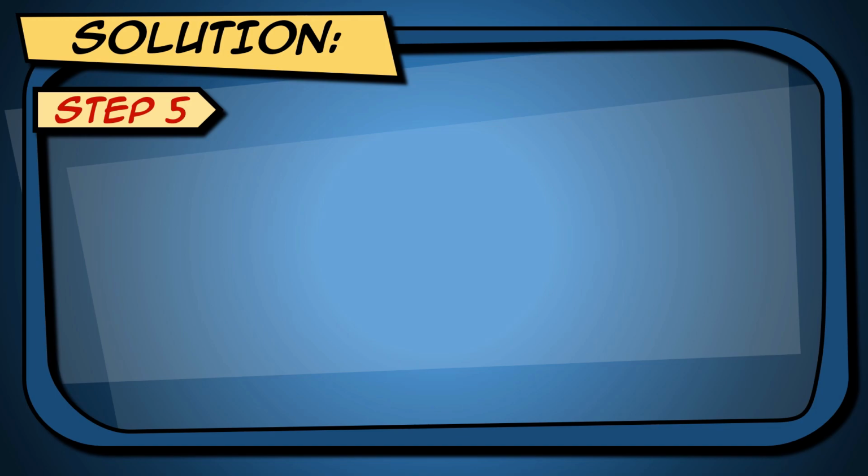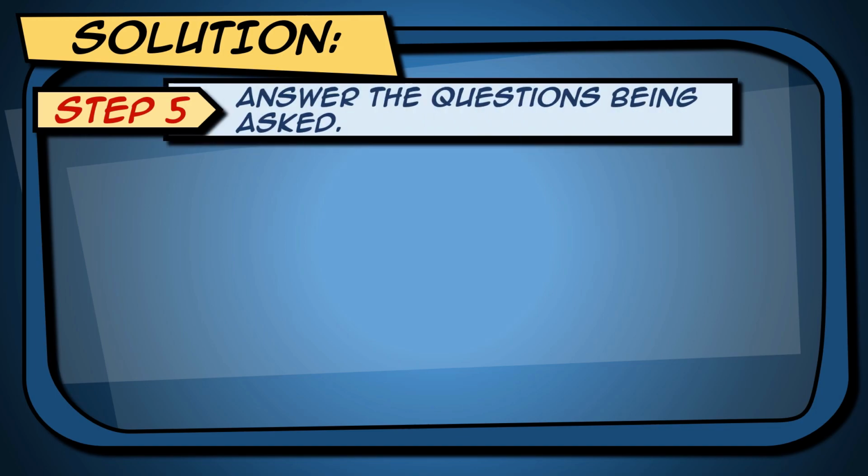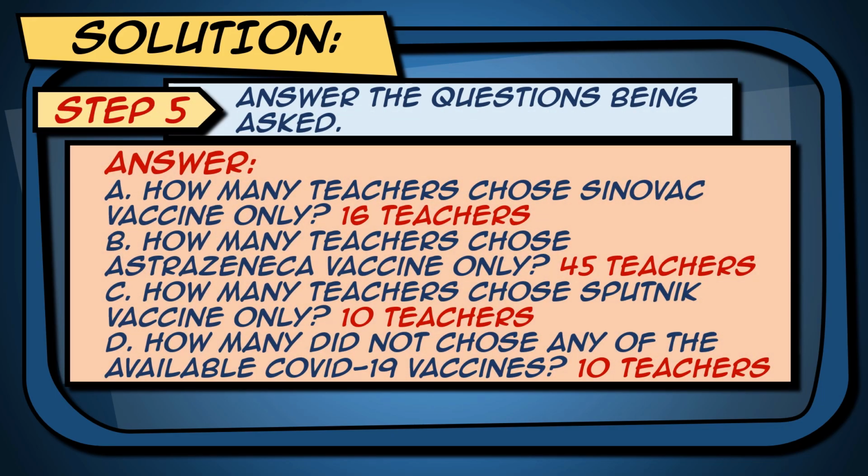For the final step, step number 5, answer the questions being asked. So letter A, how many teachers choose Sinovac vaccine only? Based on the result, we have 16 teachers. Letter B, how many teachers choose AstraZeneca vaccine only? So the answer is 45 teachers. And for letter C, how many teachers choose Sputnik vaccine only? So the answer is 10 teachers. And for letter D, how many did not choose any of the available COVID-19 vaccines? The answer is 10 teachers based on the result that we get.